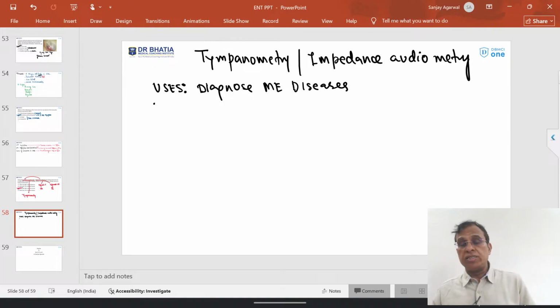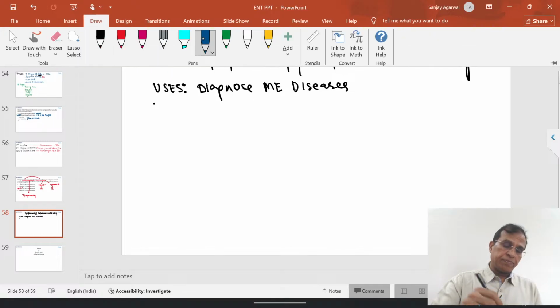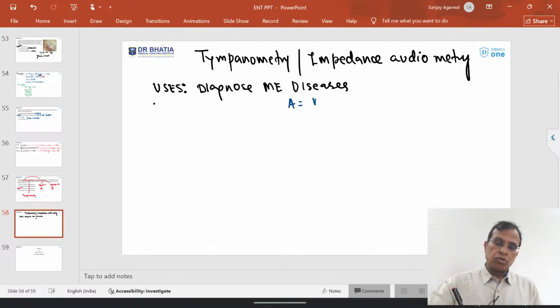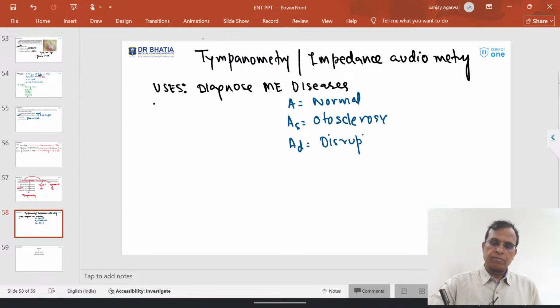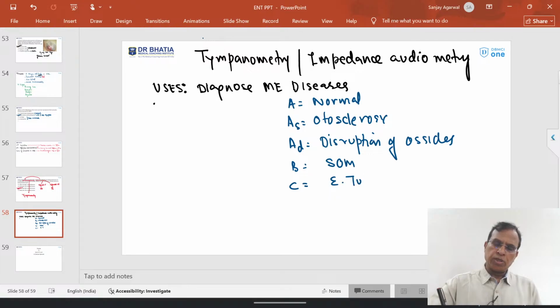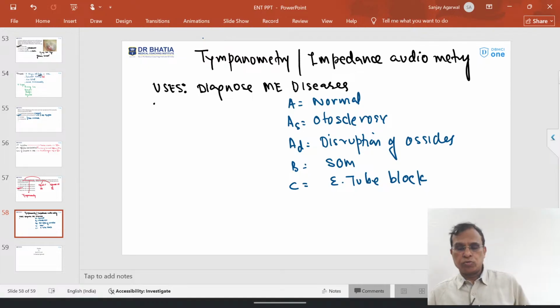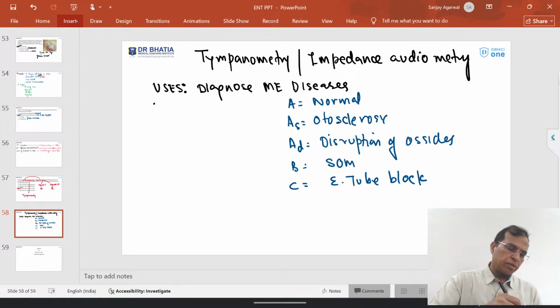मिडिल ear में कौन सी disease है, and that is based on the type. अगर A type tympanogram है तो normal है middle ear. अगर As है तो otosclerosis is present in the middle ear. If Ad है तो disruption of ossicle. अगर B है तो serous otitis media. अगर C है तो eustachian tube block. So this is one of the things that tympanogram will tell you. Okay, so this is use number 1.